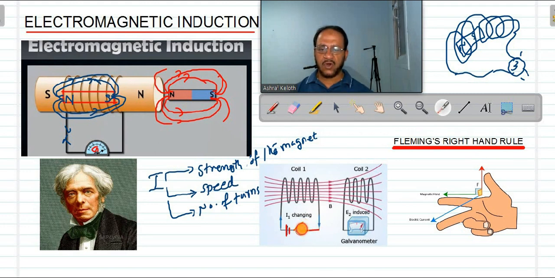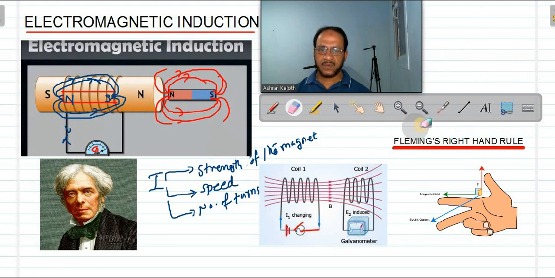When you keep it in switch on condition, there will be no deflection. The needle will go back to 0. And at the time of switching off, there will again be deflection in the opposite direction. So we can see deflection in the galvanometer at the time of switch on and switch off, in two opposite directions. If you keep it continuously switched on, there will be no deflection.